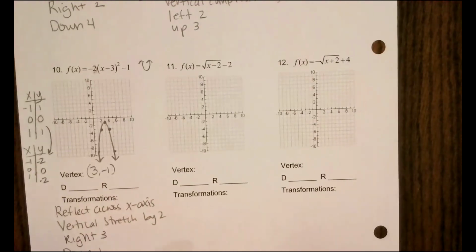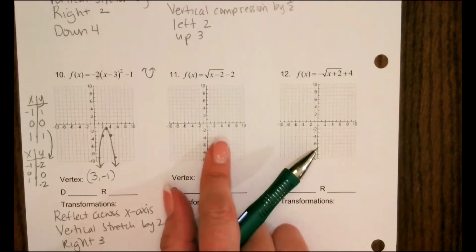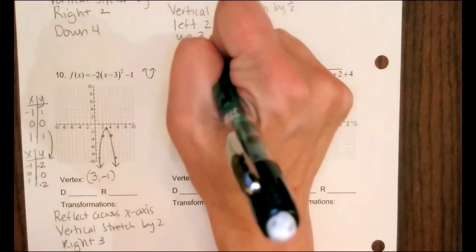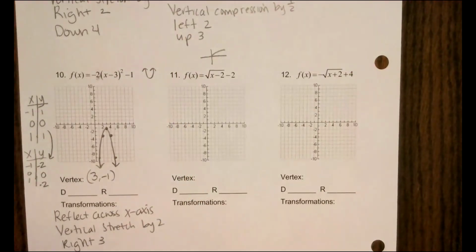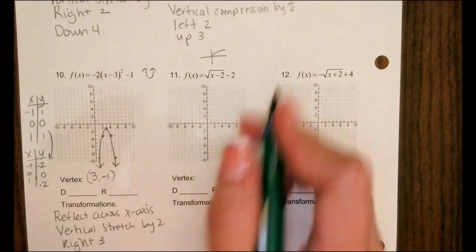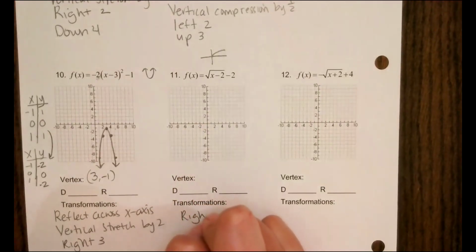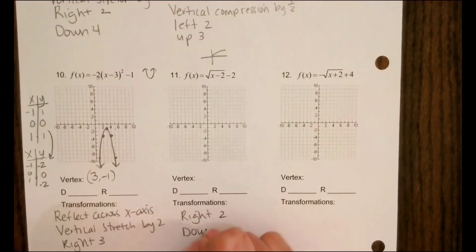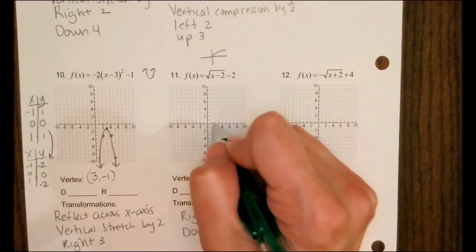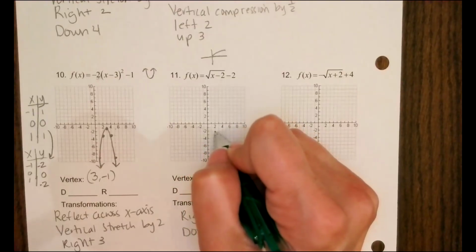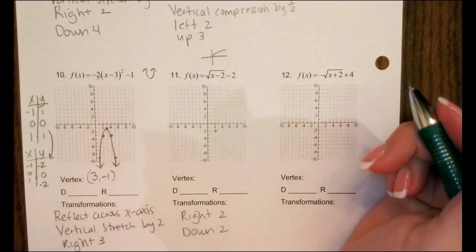All right, one more with you guys. I'll go ahead and do this square root function one. The square root one, if you remember what that looks like, it looks like this. And so we need to move that to the right 2 and down 2. And so our vertex was at 0, 0. We're going to move it to the right 2 and down 2. So my vertex is right here.